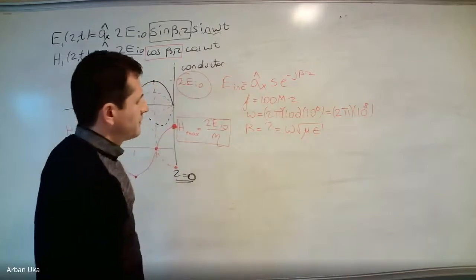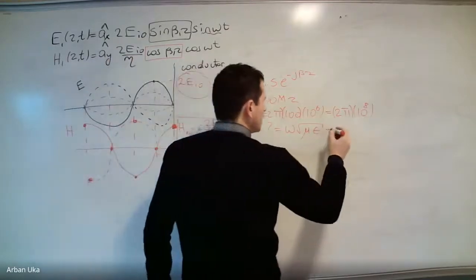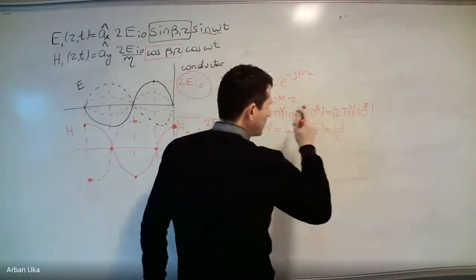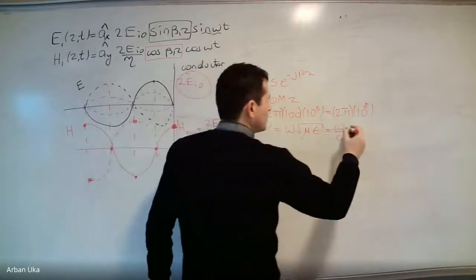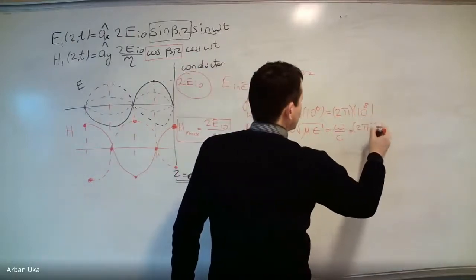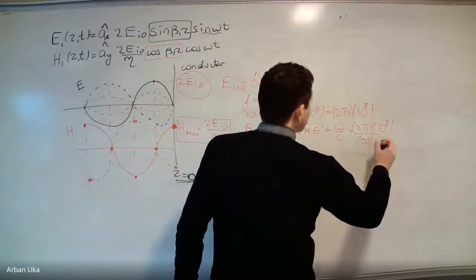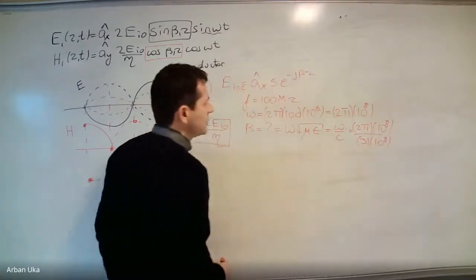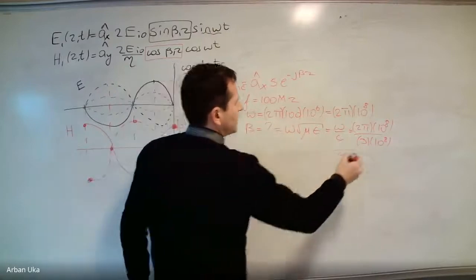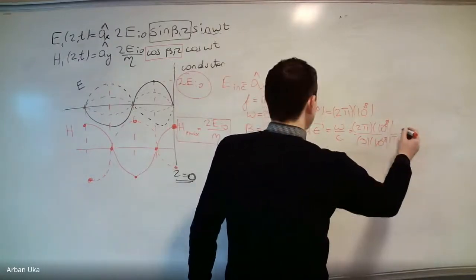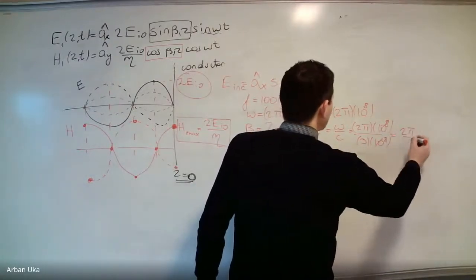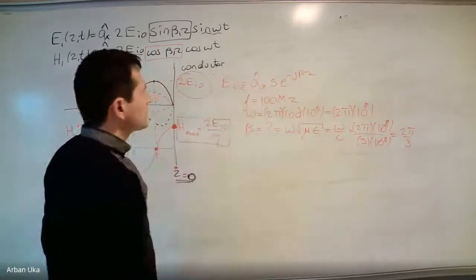So this is beta. Or we can similarly say that beta is omega over c, and beta net would be equal to 2 pi times 10 to the power 8 divided by 3 times 10 to the power 8 again, right? This is the speed of light. What do we get? We get here that this beta is 2 pi over 3, right?